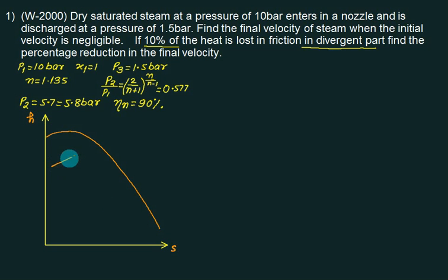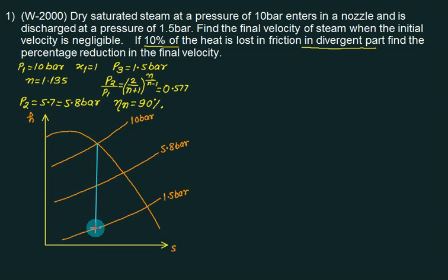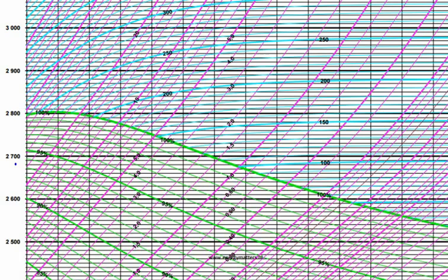We have 3 pressure lines. First is 10 bar, second is 5.8 bar, third is 1.5 bar. This one is the ideal process. With the loss, this one is 3 dash. 1 to 2 is ideal. Pressure is 10 bar.